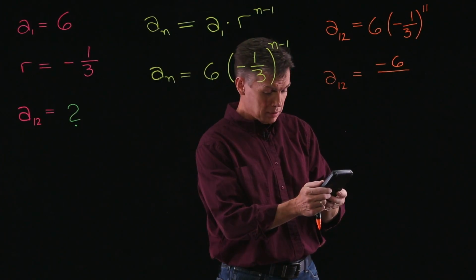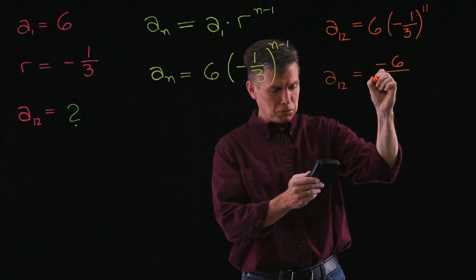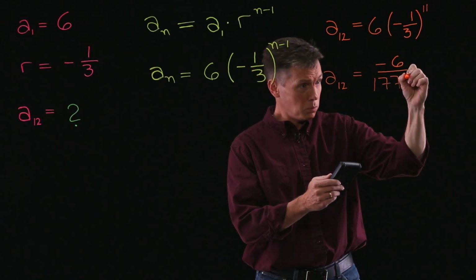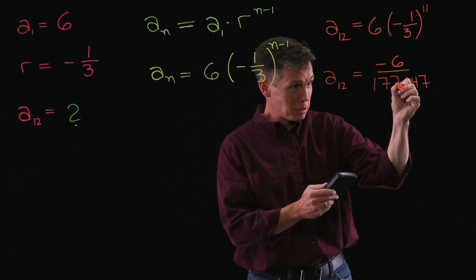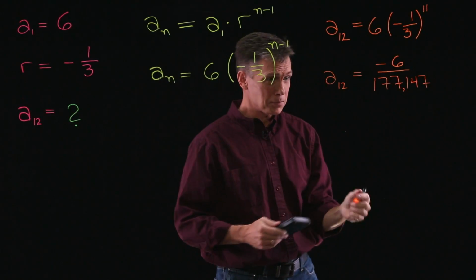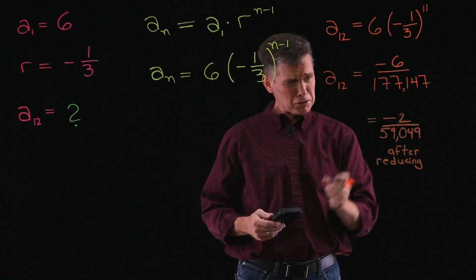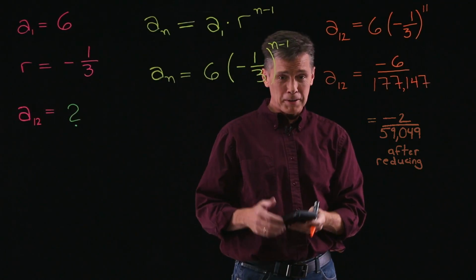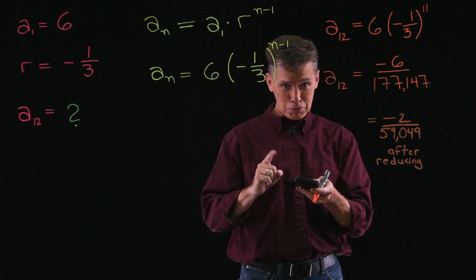and I'll just do 3 raised to the 11th power. Yeah, that's what I thought it was. 177,147. Grab a calculator for numbers like that, right? But that's my answer for a sub 12, negative 6 over 177,147. Okay? All right, hope that helps you think through the other problems that you'll now go and do on your own.